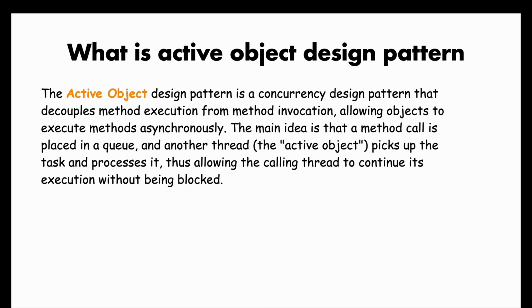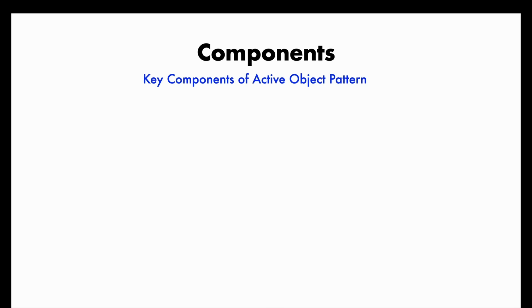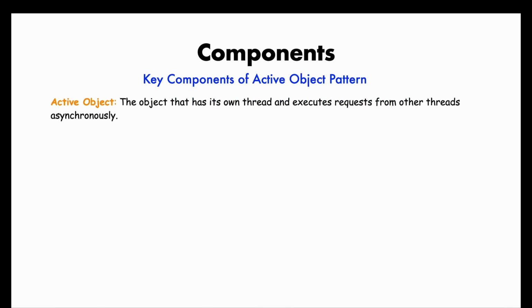I know for now it is very vague and not easy to understand where this active object design pattern will be used. I can absolutely understand. It will be much clearer once we look at a real world example and code it practically. So before we go ahead and code this example, let's first understand what the components involved in this design pattern are. The key components of the active object design pattern are as follows.